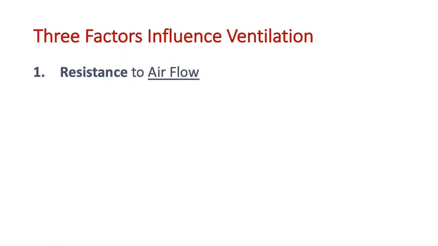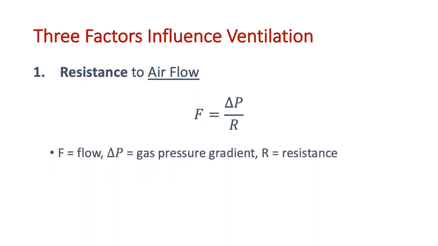We looked at resistance with blood flow, and you had to learn this equation where flow is equal to the pressure gradient over resistance. In this case, the pressure gradient is the gas pressure gradient. Remember, if you increase resistance, flow will decrease. If you increase the pressure gradient, flow will increase.